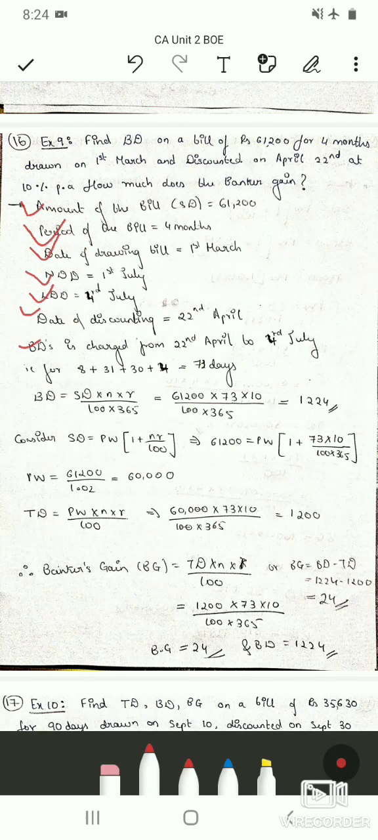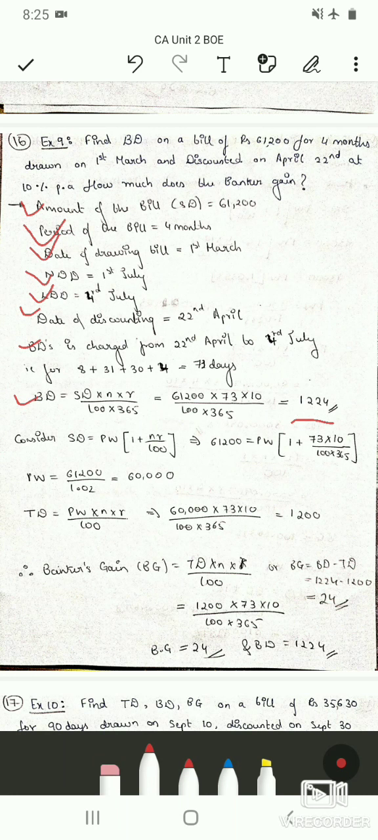Then banker's discount is charged from 22nd April to 4th July, which is 73 days is the period. So we can find out banker's discount, which is 1,224 rupees. Now we have found banker's discount. Now we will find banker's gain.